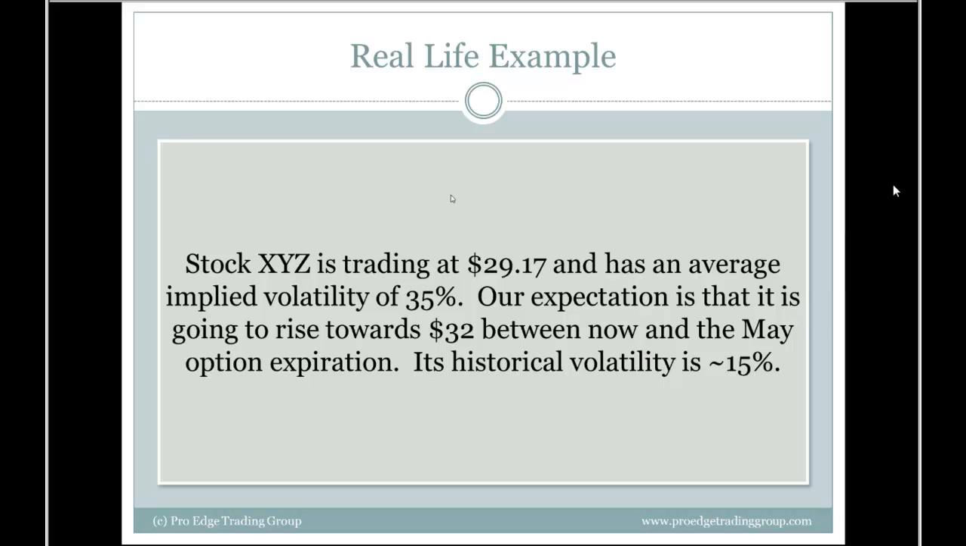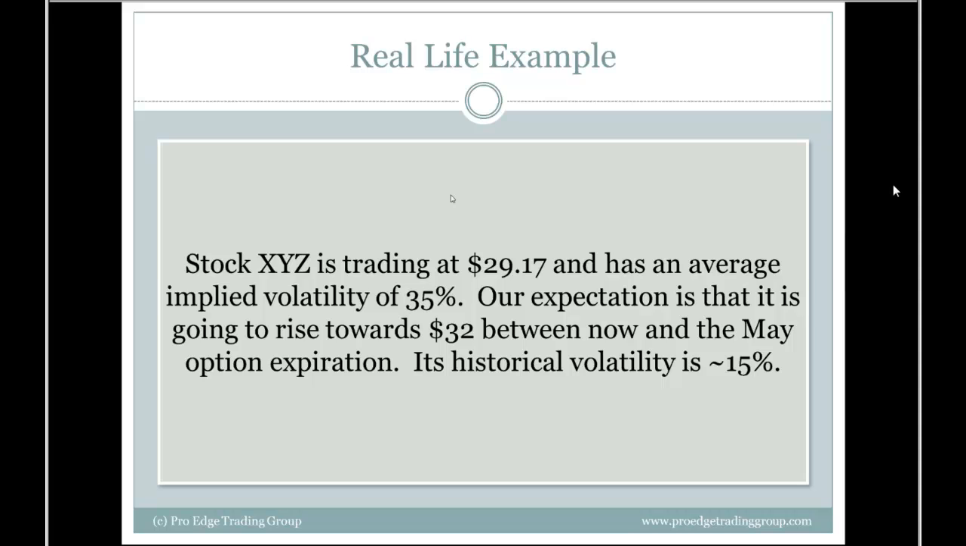Its historical volatility is 15%. So we've got a pretty big discrepancy between the 35% implied volatility and the 15% historical volatility. Now, these are live numbers. This is not made up. These are directly pulled from the market. These are things that happen quite often.